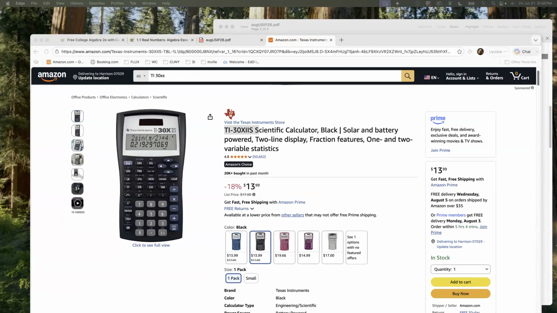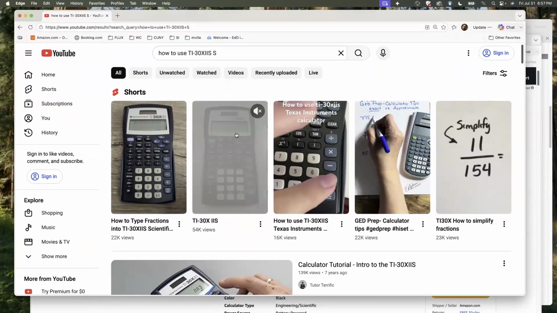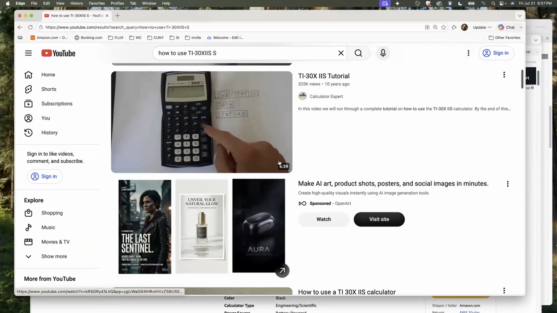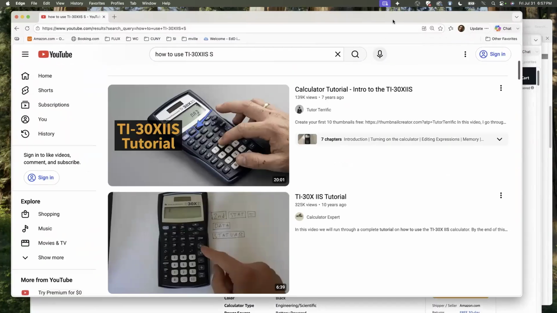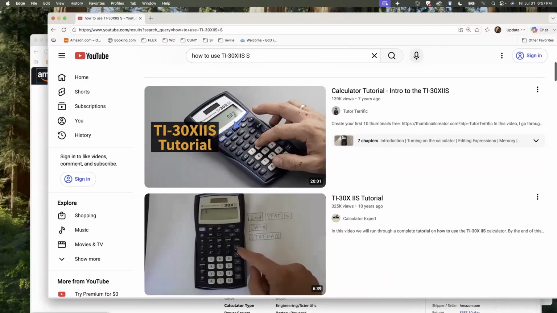And I use it for everything. I call this free university. And then here, you're going to put in how to use, and then you put the model number of your calculator. This is on YouTube. And if you need to learn how to get the square root of something, you could look at these videos. Okay? YouTube is wonderful. All right. So let's go back to my iPad.